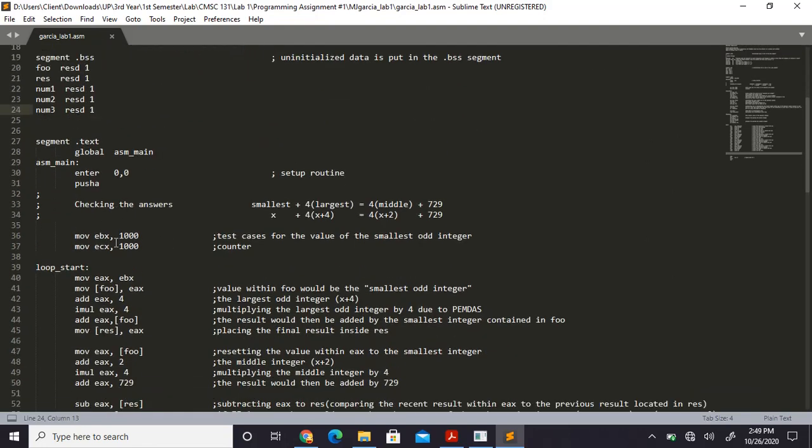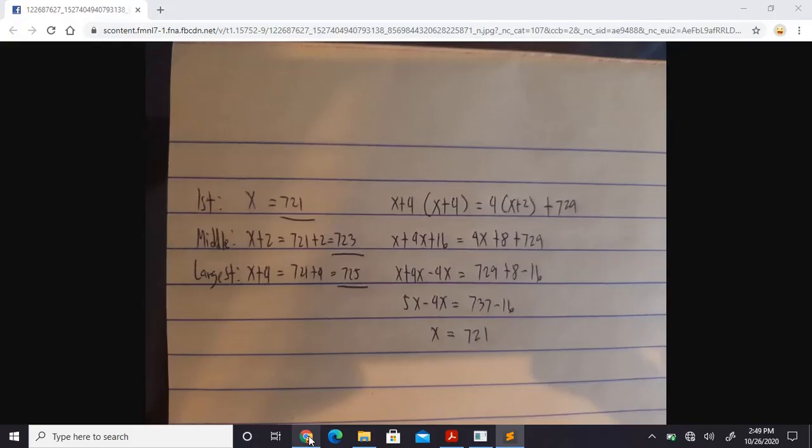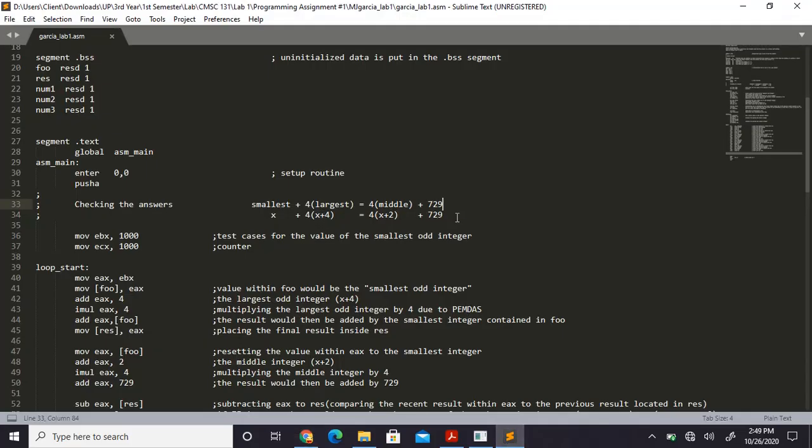Now, the next thing I should do is to implement the problem in code. So by doing that, we just take the solution from here and place it like this. So this is what it looks like. The smallest added to 4 times the largest is equal to the middle integer times 4 plus 729. So it looks like this, ma'am.